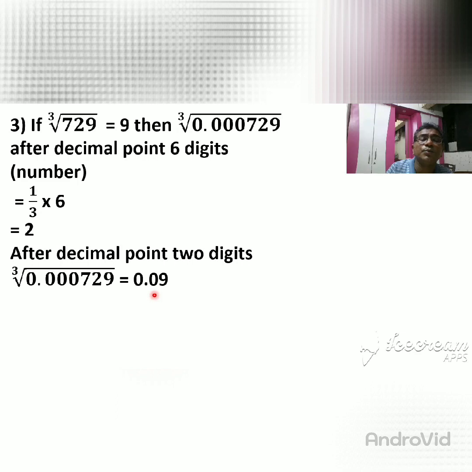See, after the decimal point, 1 and 2 digits are there. So here the answer is 0.09. Do you understand why there are 2 digits after the decimal point? Because the answer we got is 2.